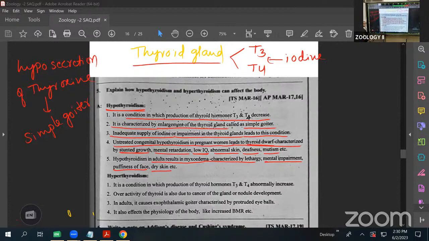This is about the lower secretion of the thyroxine hormone, which causes the disease that we call hypothyroidism. Next, the opposite of hypothyroidism is called hyper, where excess thyroxine hormone is released. What conditions occur? We are going to discuss.